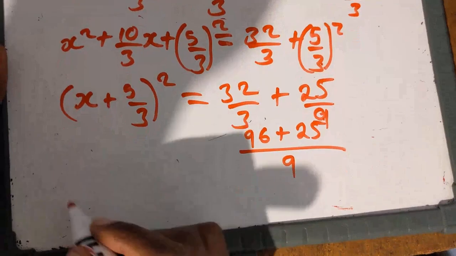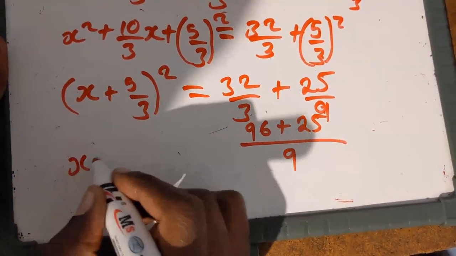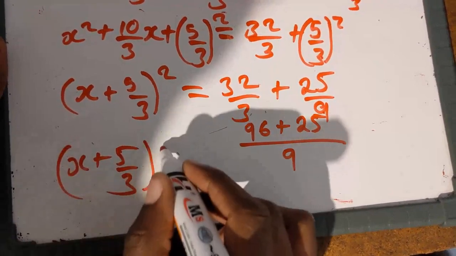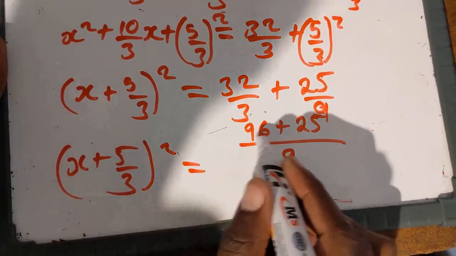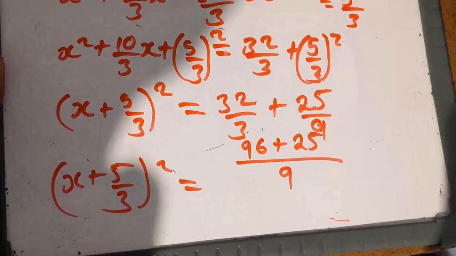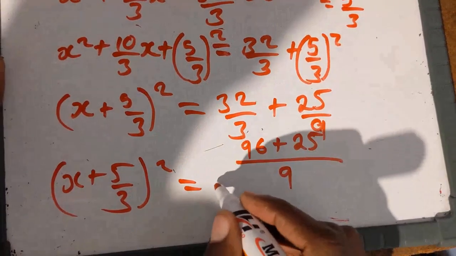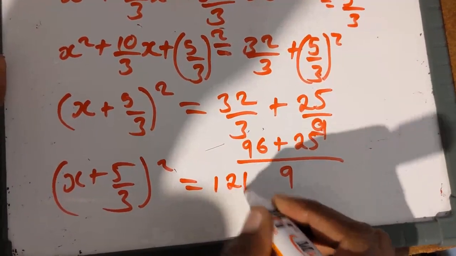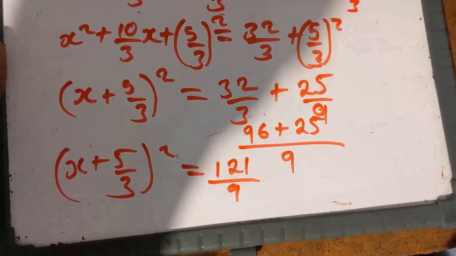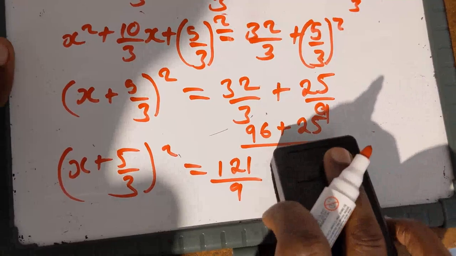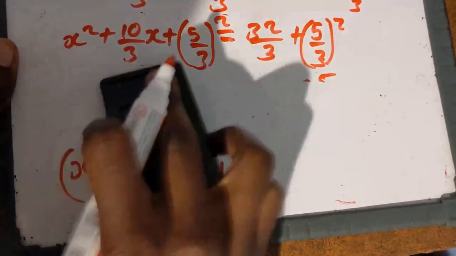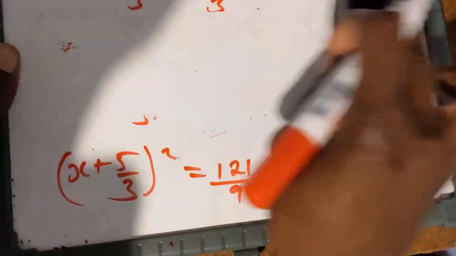Okay. Then here it is x plus 5 over 3 squared is equal to, what is 96 plus 25? That is 121. So that is going to be 121 over 9, like that. Okay, so let me just try to create some space here.